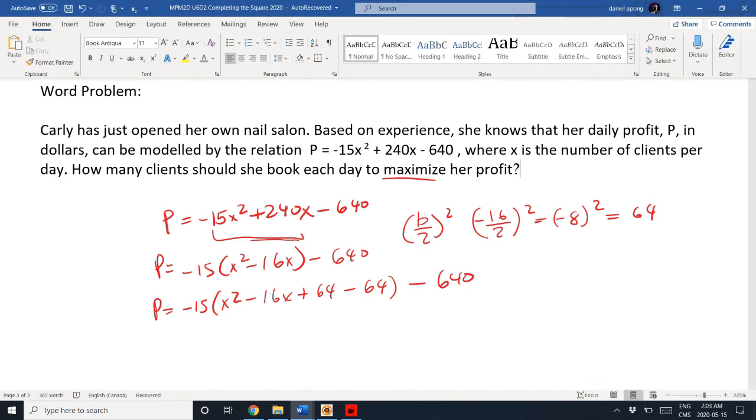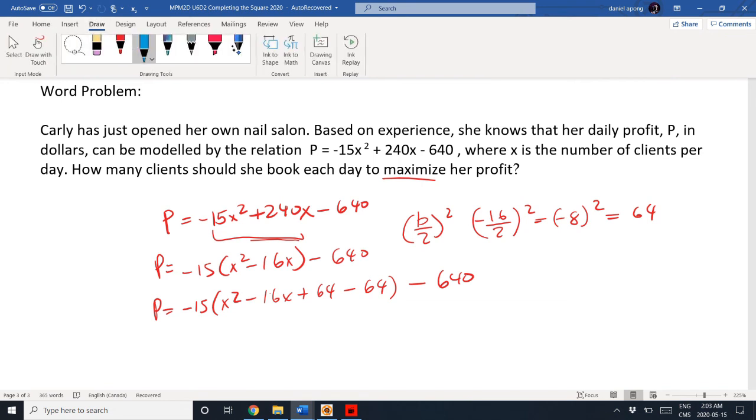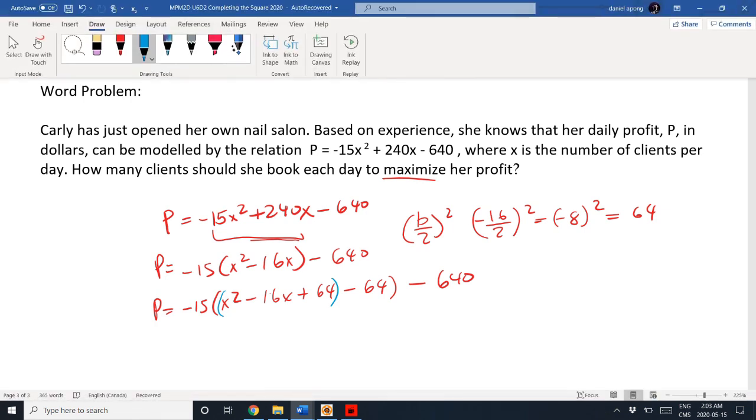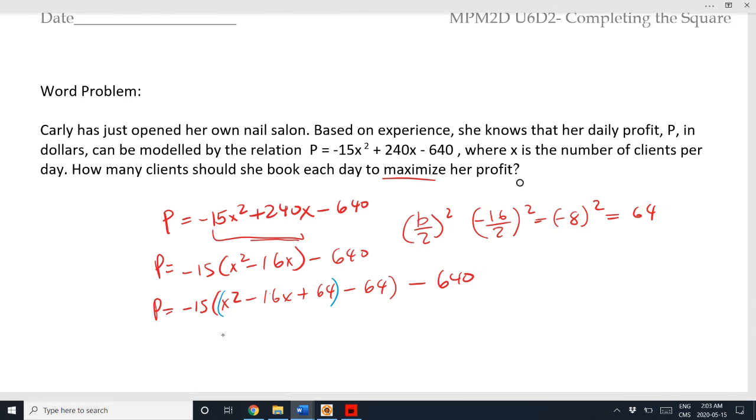The next step in our completing the square technique is to factor the first three terms here. So we have to think of two numbers that add up to negative 16 but multiply to positive 64. And that's going to be negative 8 and negative 8. So let's do that. So we're going to have x minus 8 squared. And we still have the negative 15 in front here. And we still have that negative 64 here.